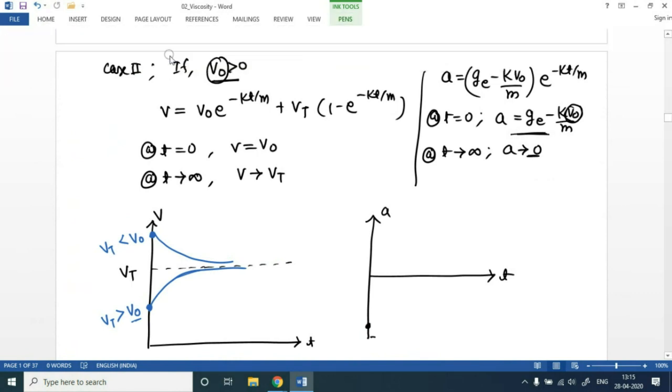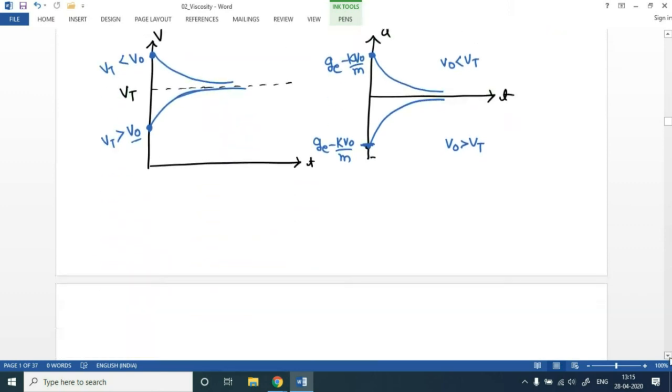Let me use a different color pen. So the first case is if v naught is greater than vt, so this quantity will turn out negative. The initial acceleration value ge minus kv naught by m, which is negative, will lie somewhere here, and this will be the graph. Final acceleration, you can see in both cases, is going to be equal to 0. And if v naught is less than vt, the initial acceleration would be something positive. So ge minus kv naught by m here is positive, and the acceleration graph will look something like this over here.